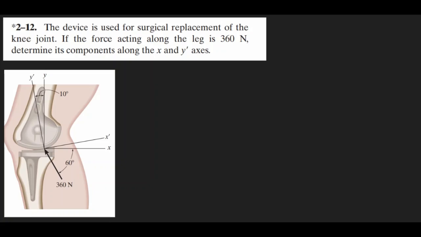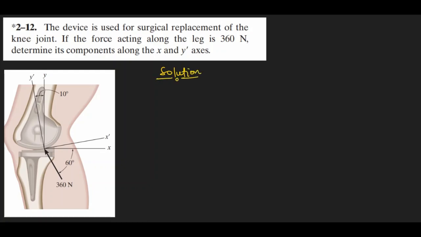In this video, I'm going to solve this question I have here. The question says the device is used for surgical replacement of the knee joint. If the force acting along the leg is 360 newtons, determine its component along the x and y prime axis. So let's look at how you are going to solve this question.